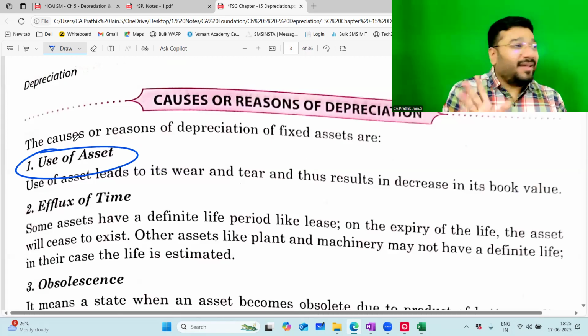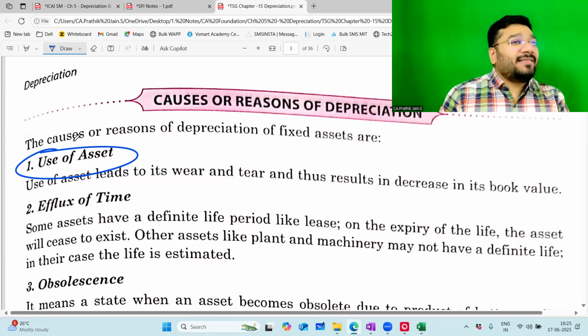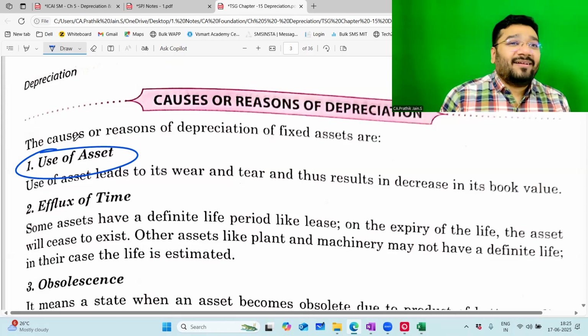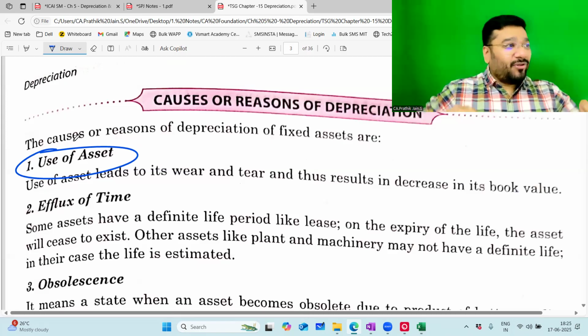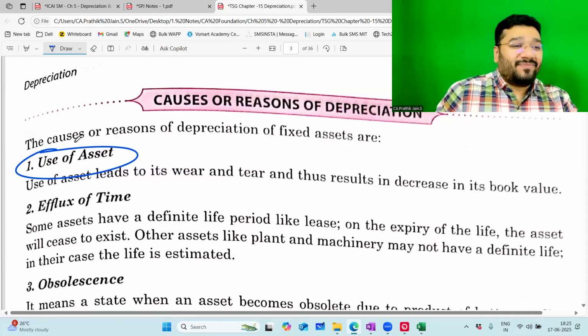After that, I never touched the two-wheeler again. Never ever touched. That is a perfect example of wear and tear. He sat on the vehicle, he drove the vehicle, he tore apart the vehicle. Means what? Usage of asset.